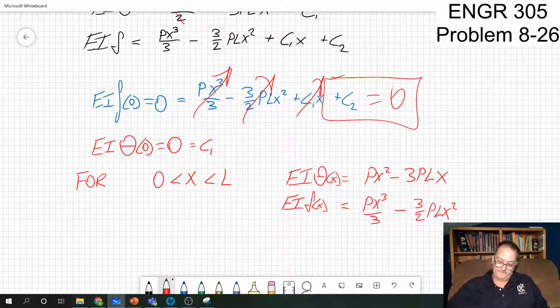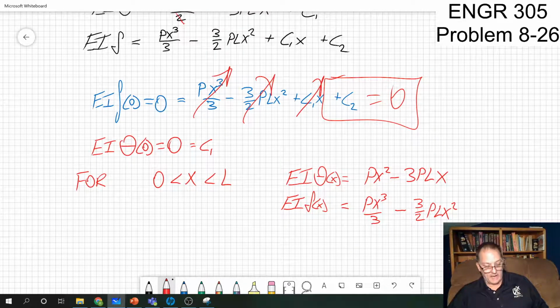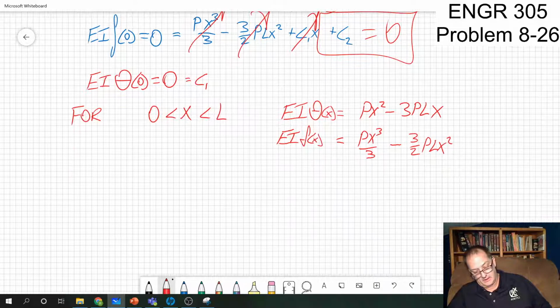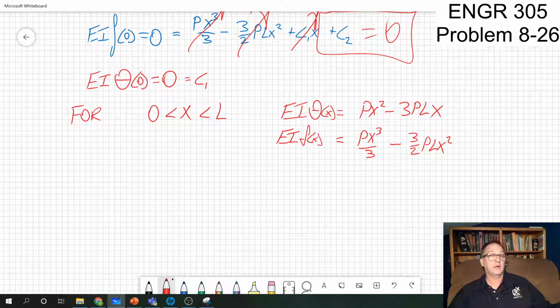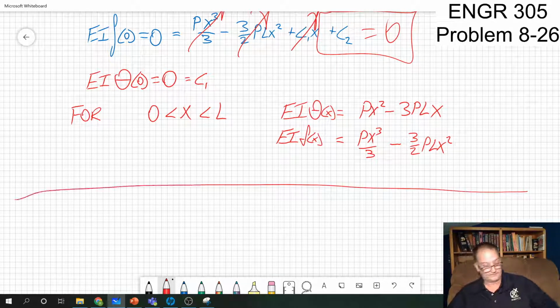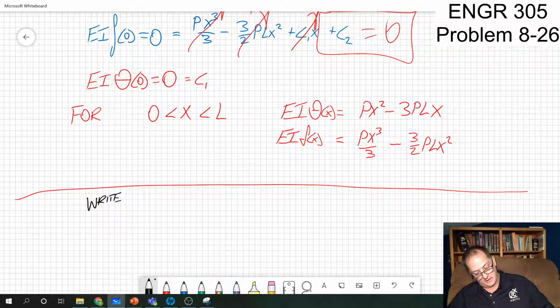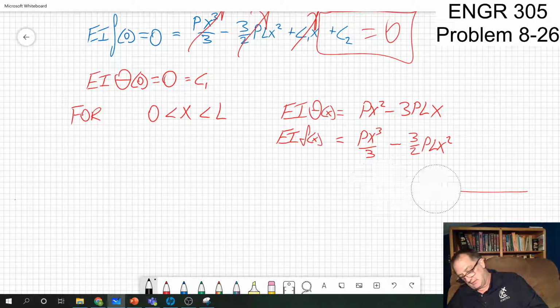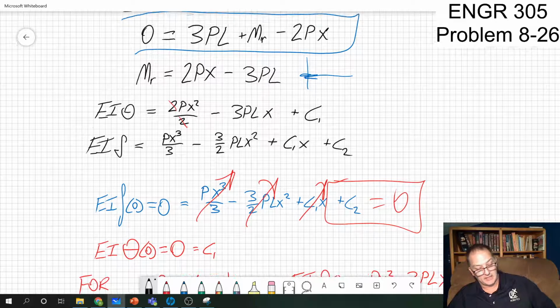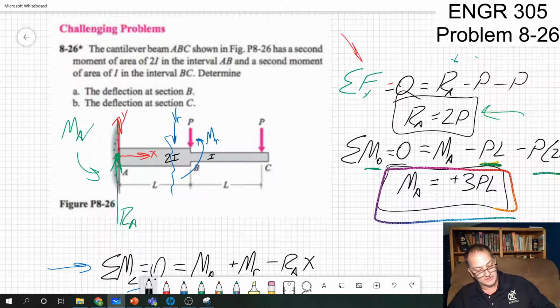All right. Cool. Now, we've got a couple things we could do here. I'm going to opt for this one. Oh, sorry. Let's jump back one small step here, because the first question is, what's the deflection at section B?